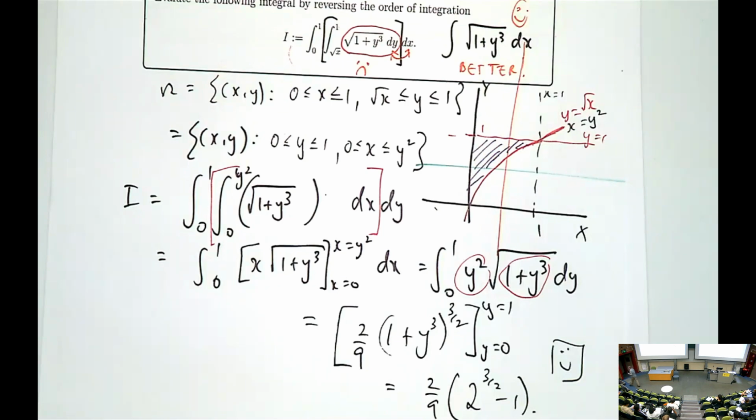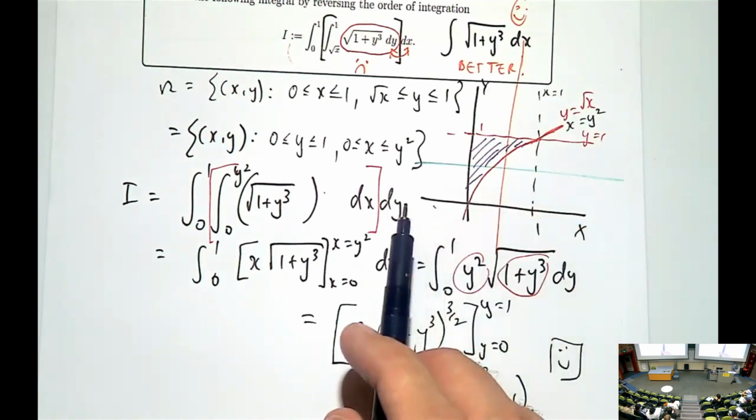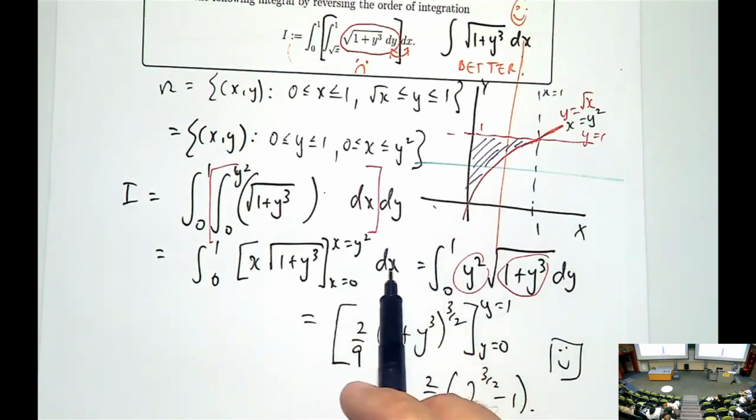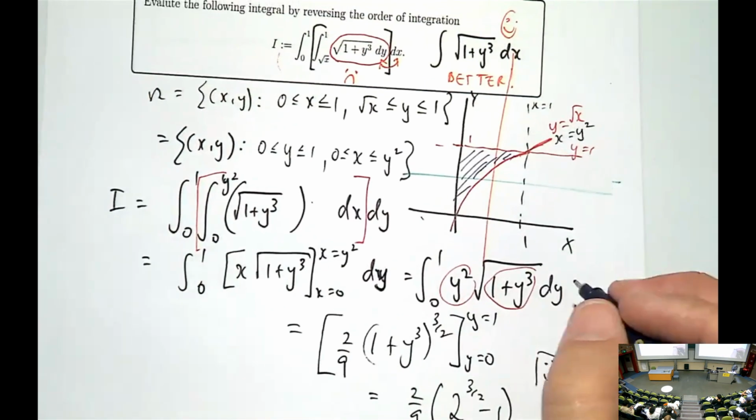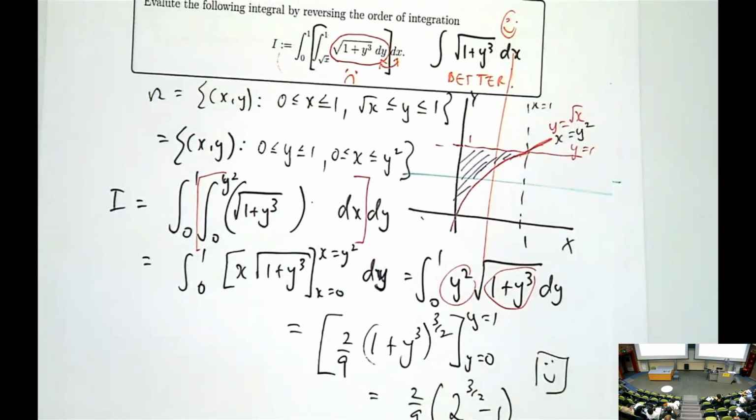Let me just check. Oh, yeah. So, yep, you're right. So we've done the dy. That should be a dy. Exactly. Thank you. That's it, right? Thank you. Good spotting.